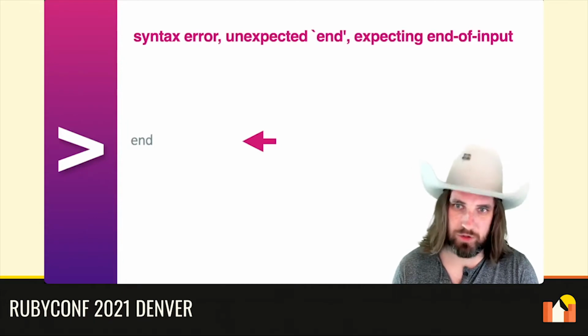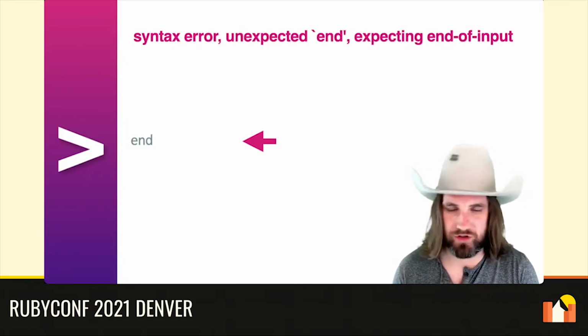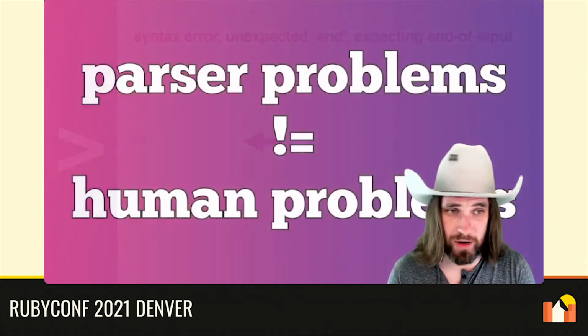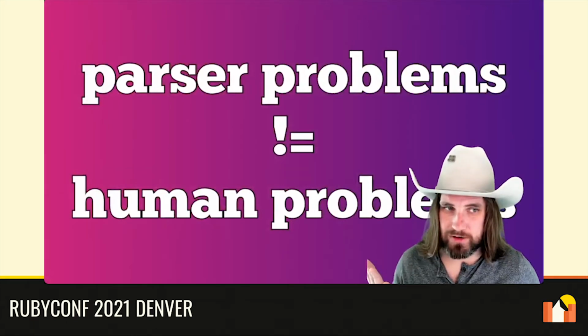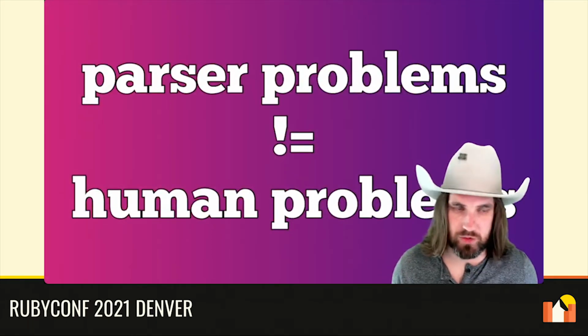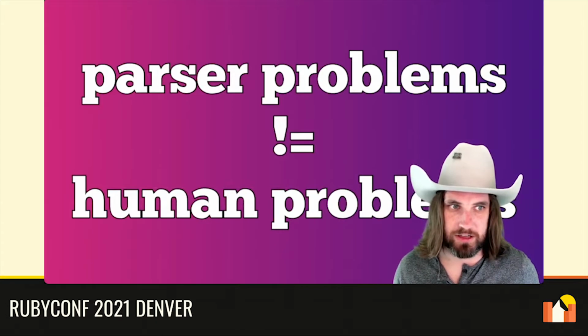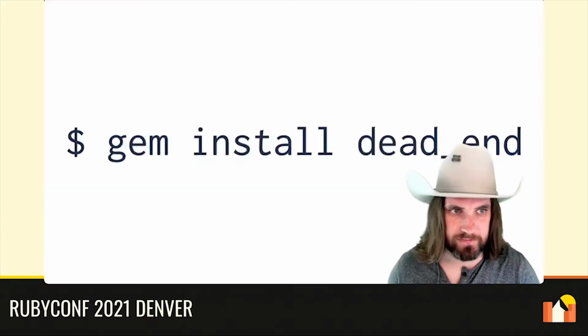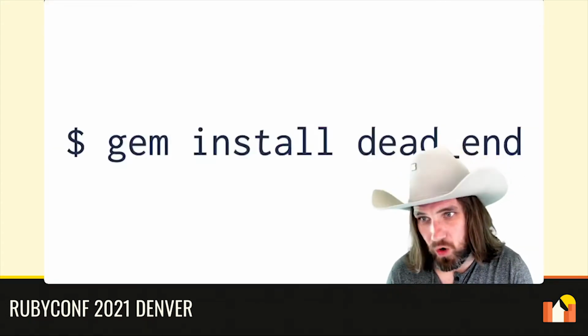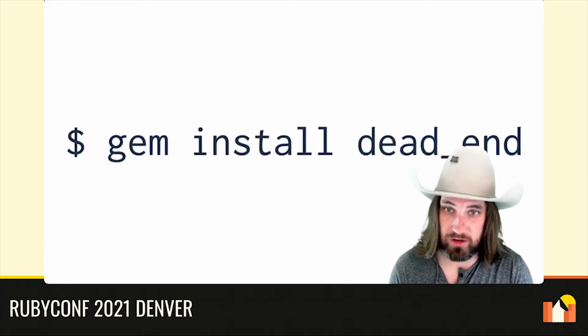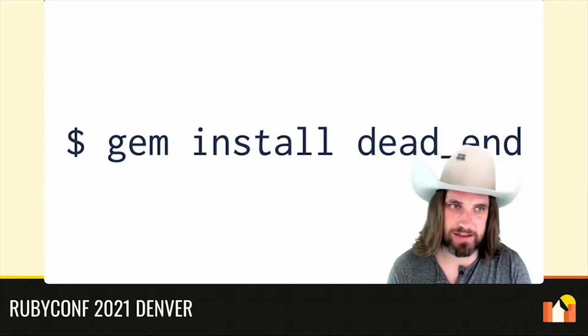Right now, this is the error you get from Ruby on this code. It's not helpful to a human because deleting that end won't solve everything. Another way to put this is that parse errors are inherently different from human errors. What caused the problem is not necessarily the problem that the parser sees. Dead end's goal is to turn that parser problem into something a human can see and instantly recognize as an issue.